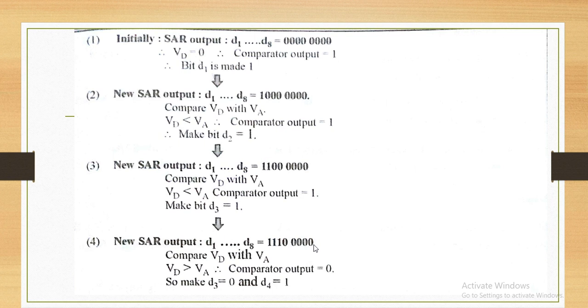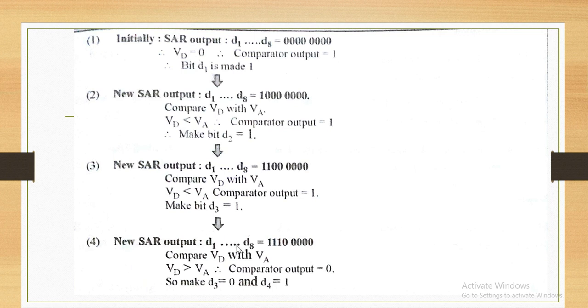Okay, so the most important thing that you have to understand is that whenever VD is less than VA, or VA is greater than VD, we just go on making the next bits 1 1 1, meaning we are increasing the value of this 8-bit code to get closer to VA. That operation is done. But what happens when that value is greater than VA, that we have to see. Now it is explained in this case number 4.